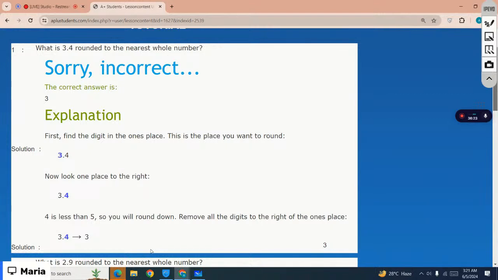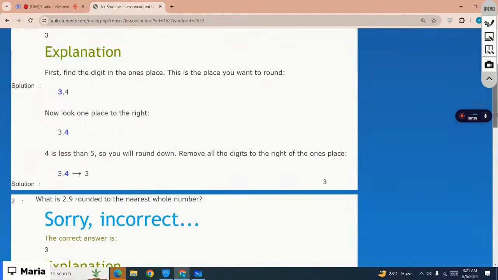If the number right after the decimal point is less than 5, that means you need to round on the same decimal. And if the number is greater than 5, you need to round up. Round up means you need to add 1 to the whole number. Just look at the next example. You have 2.9, right? The number right after the decimal point is 9, and 9 is greater than 5. That means you need to round up. Round up means add 1 to the whole number. So 2 plus 1 is 3.